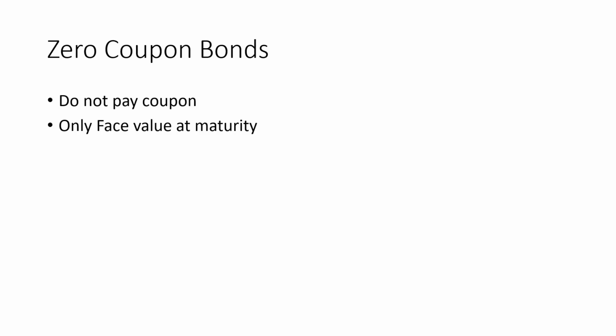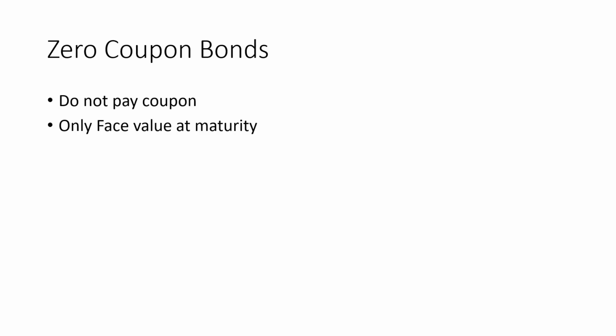So first, let's analyze what's a zero coupon bond. As the name suggests, a zero coupon bond does not pay a coupon, which means that there are no intermediate cash flows. So what do they pay? Well, they pay only the face value at maturity, which implies that as long as the rate of discount, or YTM, is greater than 0%, the price at any point of time will be less than the par value.